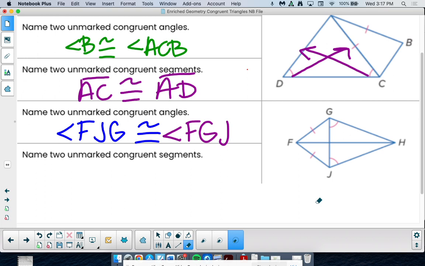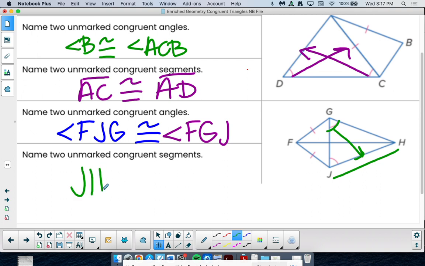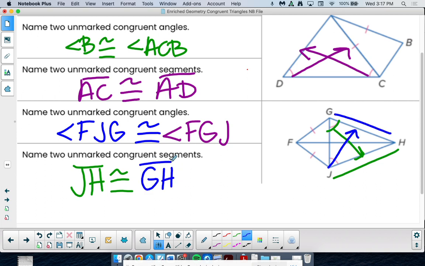Name two unmarked congruent segments. Again, look for congruent angles. They'll be across from there. So if I look at this angle here, what's it across from? That would be side JH, which is congruent. What's across from this angle here? GH. There we go. Beautiful. Good job. All right, flip the page when you're ready.